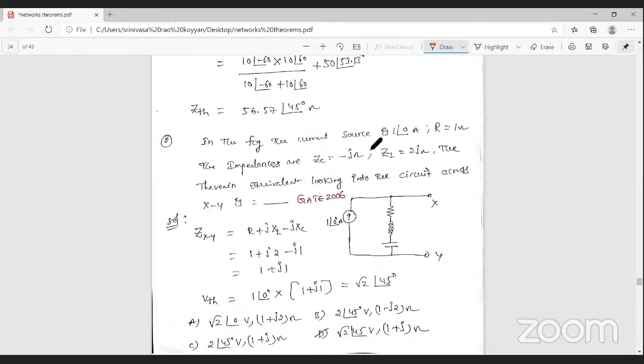So in this figure, the current source is 1 ampere, 1 at an angle 0, and the resistance value is 1 ohm, the impedance ZC is equal to minus j ohm, and ZL is equal to j2 ohm. Then find out the Thevenin's equivalent, looking into the circuit across the XY terminals.